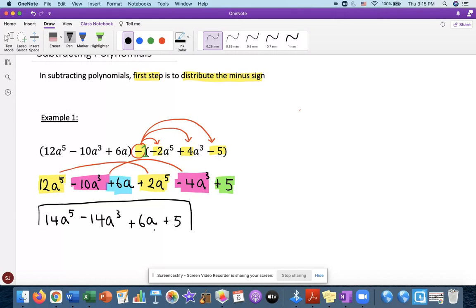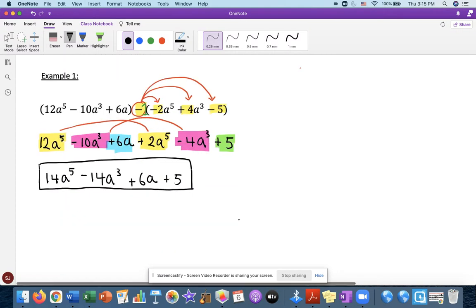Something I didn't address yesterday was that when you're writing your polynomial, you should make sure that it is in the correct order. By order, I mean that the exponents should go from greatest to smallest. So notice how it goes from 5, 3, and as you know, there's an invisible 1 here, and then the last one is a constant. So make sure it's in order from greatest to smallest.